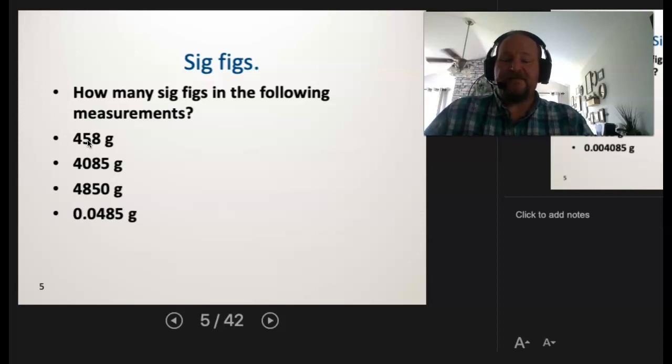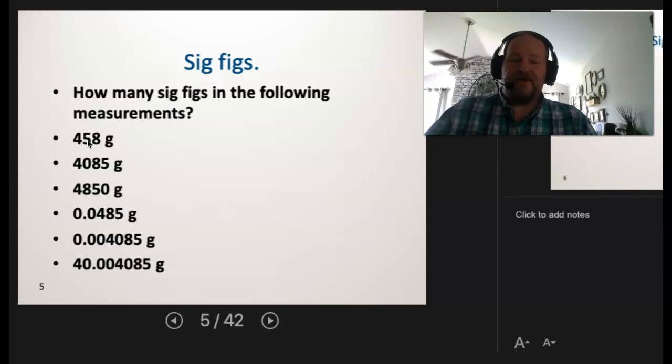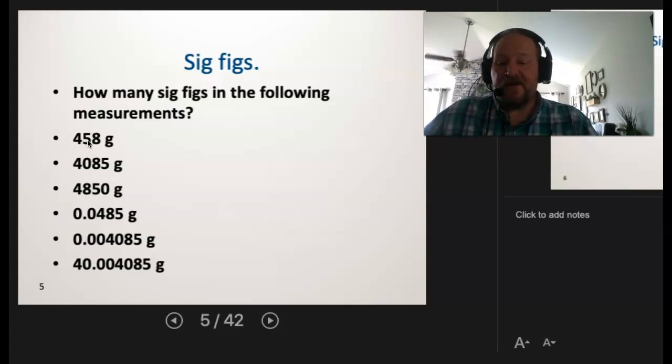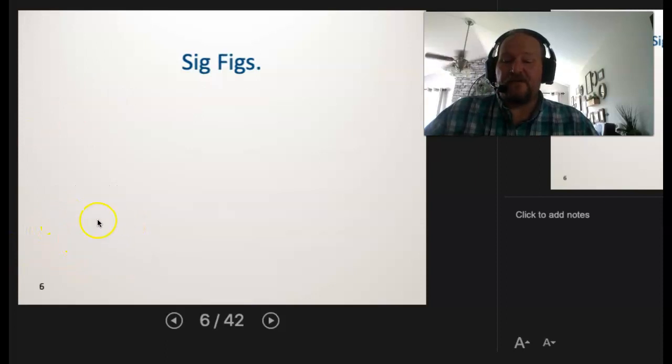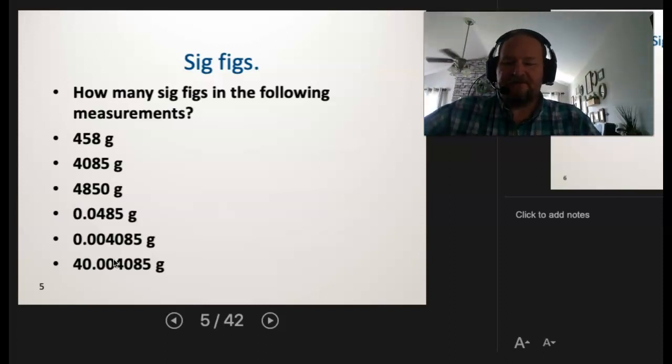How about 0.0485? Or 0.04085? Or 40.0040085? I know some of you are working faster than others. And so if you need to, you can take a pause right here, work your way through it, and see how you're doing. If you didn't need the pause, then the answers are going to be 3, 4, and all of them. So in the case of the 0.0485, that was 3. In the case of the 0.04085, that was going to be 4. And in that final one, all of them are going to be significant.